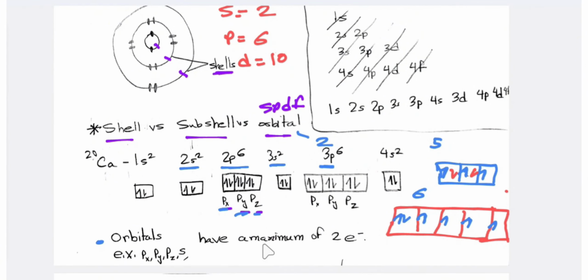Orbitals have a maximum of 2 electrons. For example, this is an orbital, it has 2 electrons, and this other orbital can contain a maximum of 2 electrons, but now it has 1 electron. Among the orbitals, we have px, py, and pz and the s orbital, and the D subshell has 5 orbitals, 1, 2, 3, 4, 5. We don't need to remember their names; we just refer to them as D orbitals.